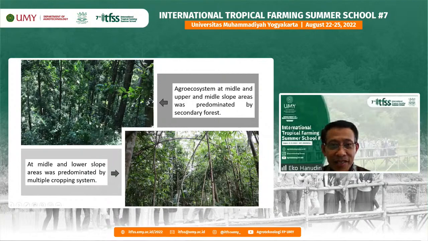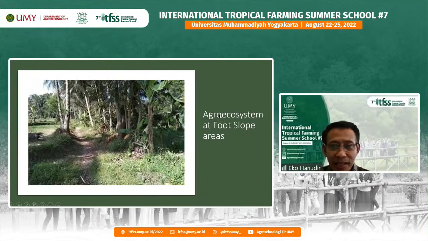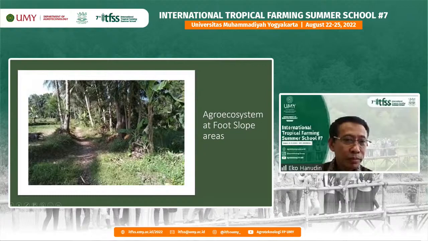This is just a figure of the agroecosystem at the middle and upper slopes, predominated by the secondary forest, as I told you before. And also the middle lower slope areas are predominated by a multiple cropping system. This is the agroecosystem at the foot slope. You can see there is banana, and also mango, coconut, and grass, and also some annual plants.